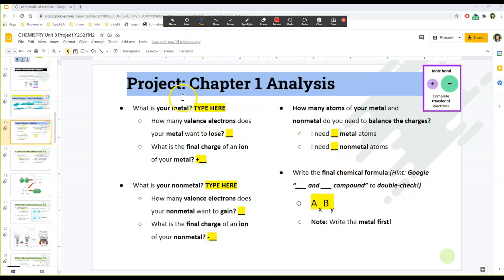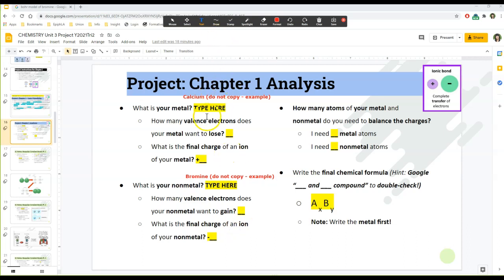I'm going to go back to the examples that I used, which were my metal was what did I say? Calcium. And so do not copy. This is just an example. Again, you can't even choose calcium, so you shouldn't have calcium here. And my nonmetal, again, example was bromine. Again, do not copy. This is just an example.